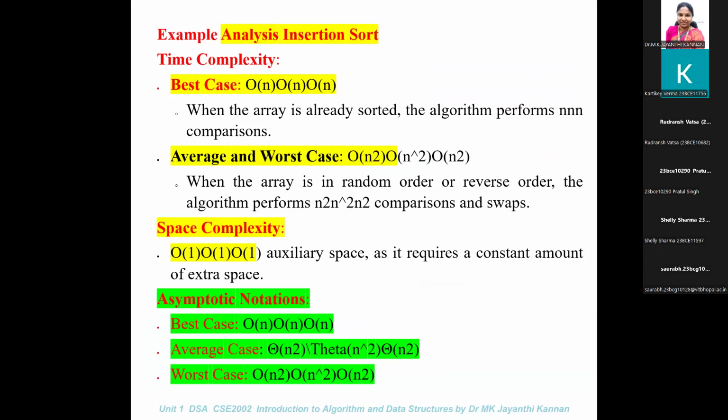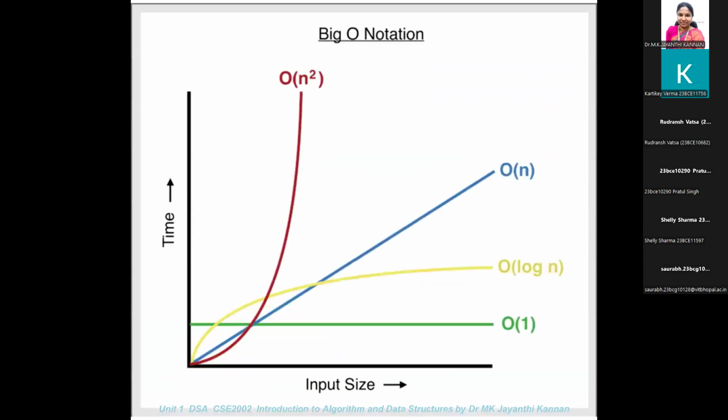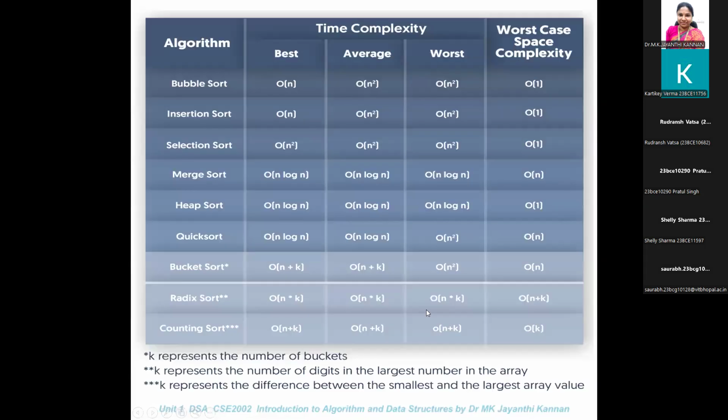Here, if you take the best case, average case, and worst case in terms of big O notation, order of 1 means it is almost constant. Log n means it is progressing, and order of n means it is almost diagonal. Order of n square means exponential. Here the same is given for the various sorting methods: what is the time complexity in best case, average case, worst case, and the worst case space complexity, that is, for n numbers how much memory space we need.